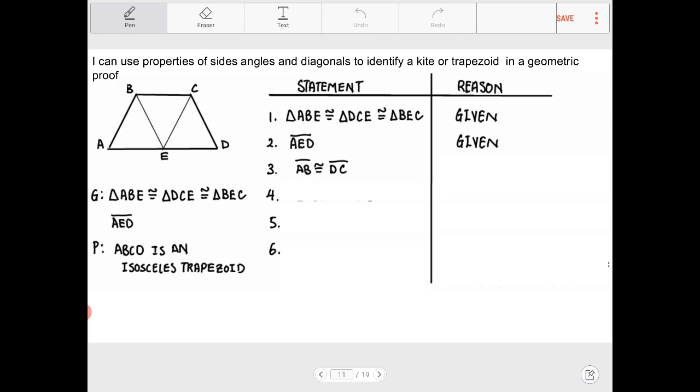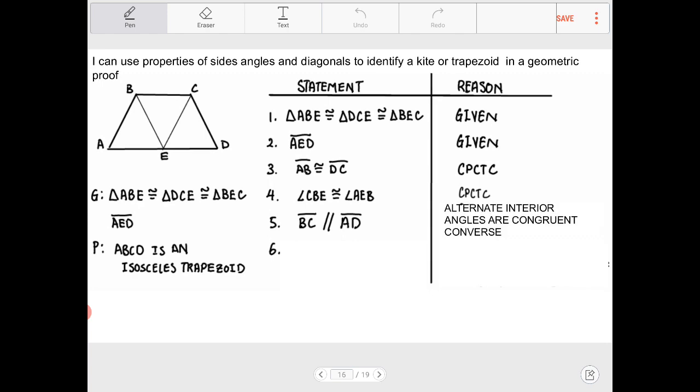So I know that AB is going to be congruent to CD or DC, and this is because of CPCTC. I also recognize that CBE is going to be congruent to AEB because of, one more time, CPCTC. The next conclusion is I know that BC is going to be parallel to AD because these are alternate interior angles. Notice I used the word converse here. It is not necessary that you actually write the word converse, but if you do, it's just saying that we're going in reverse, but you don't have to have that word there.